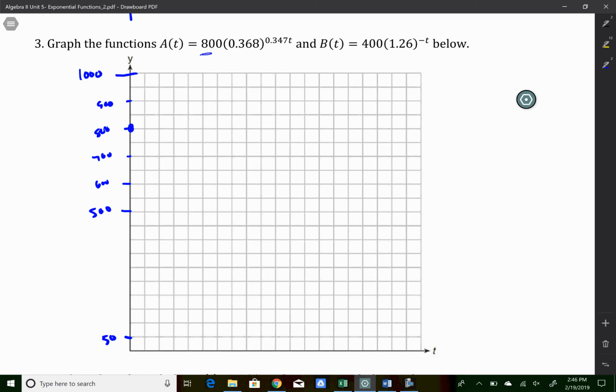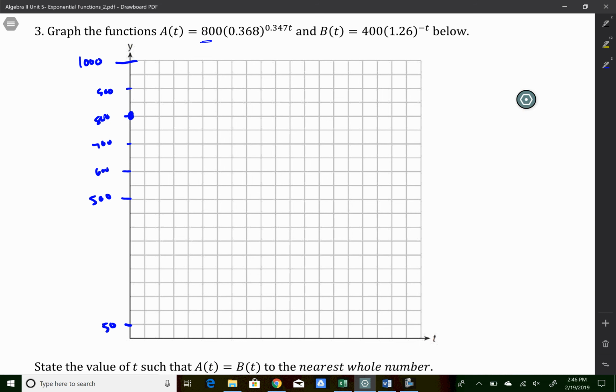Then we have to figure out, well, how far across do we have to go here before we get close to 0? So it looks like in my table of values, my intersection point is happening somewhere in like the 7, 8, 9 range. Let's make this go out to 10. That should be good enough.